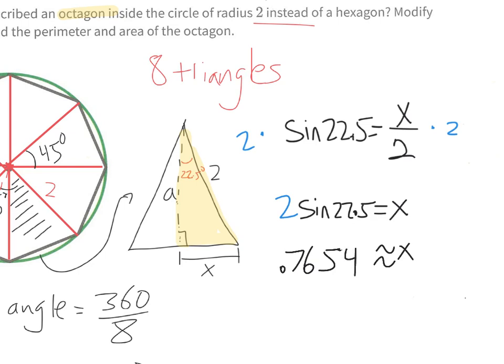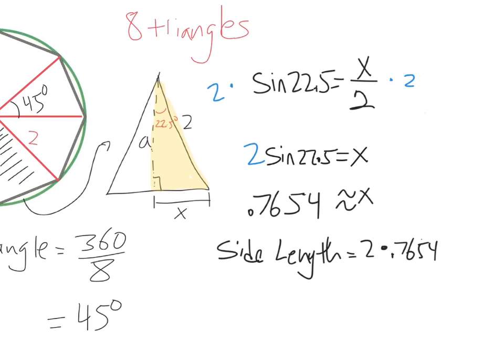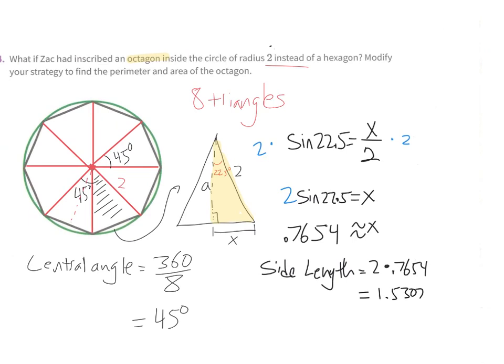All right, so we know the side length is going to be double that half side, and that's going to be 2 times 0.7654. And that's going to give us a side length of 1.5307. All right. And so that's enough. We can find the perimeter from that.